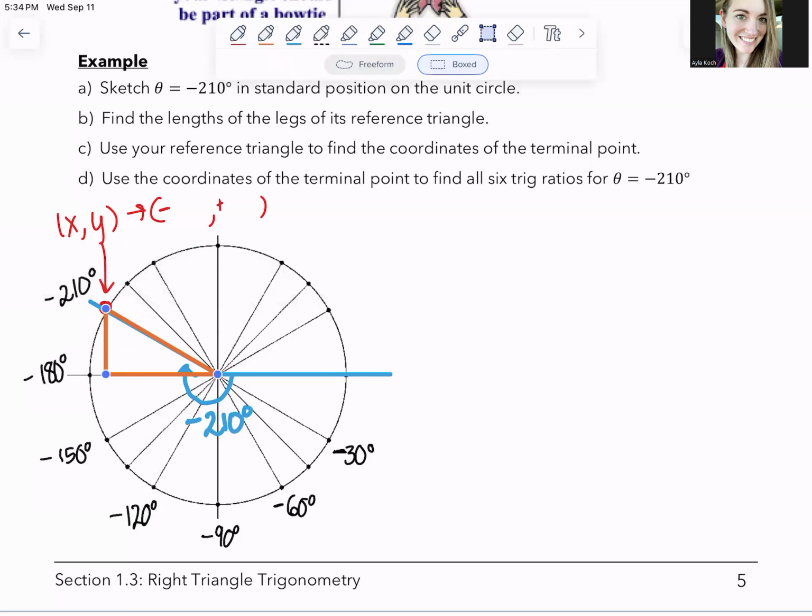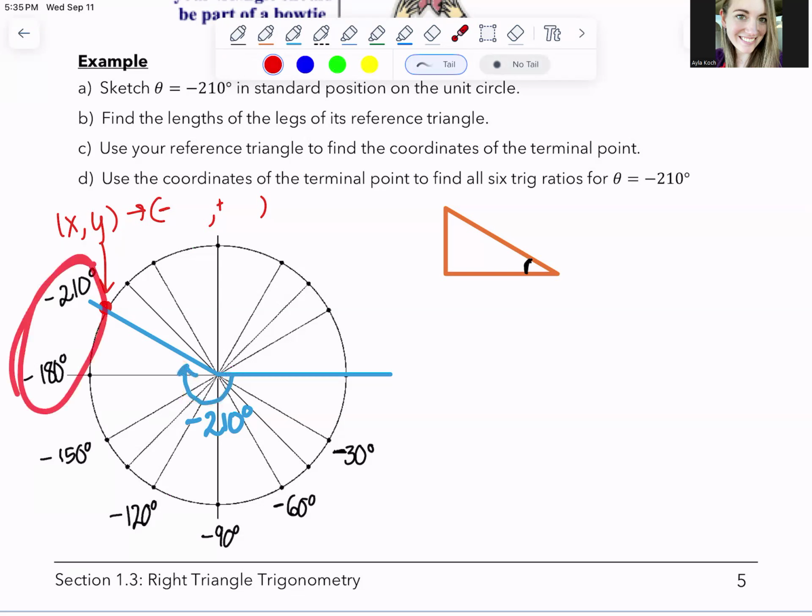That's the use of a reference triangle. Come on, reference triangle, come over here. The first thing we need to find is this angle here. We'll talk a lot more about this in the next section, but this is what we call a reference angle. So we know that from here to here was negative 210.